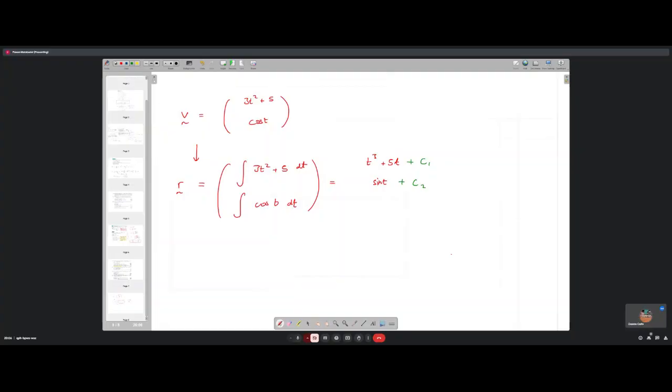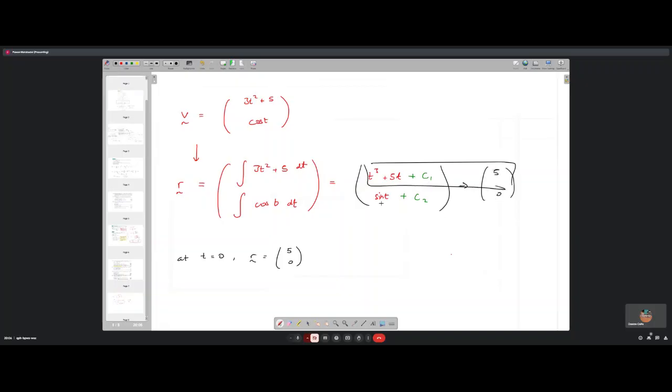Depending on the question, they will give you some initial condition, and the initial condition will usually be in the form of a vector. They'll say that at t is 0, r is like 5, 0 or something. Then when you want to find c1 and c2, you would form one equation from the top and another equation from the bottom, and from that you would obtain the values for c1 and c2. That is the only caveat for integration. Differentiation, of course, you don't have this problem. But with integration, this is really important to mention.